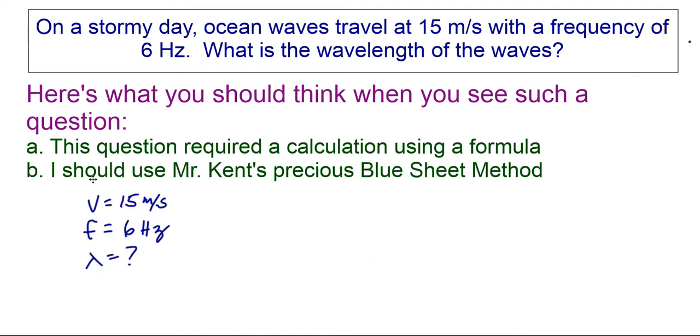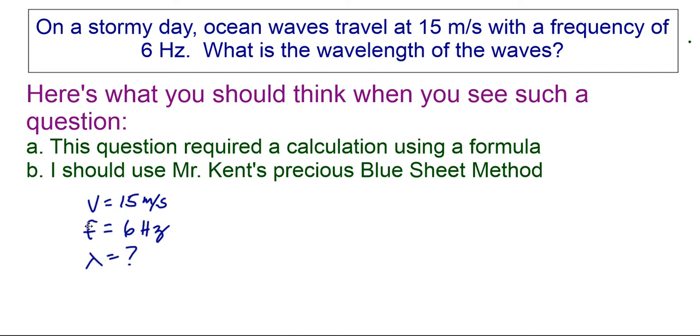Now, I'm not actually going to use a blue sheet, but I'm going to do it just like one, which you can do on the MCAS. You get plenty of blank paper to do this, right? Let's read this. Stormy day, ocean waves, 50 meters per second. V equals 50 meters per second. With a frequency of 6 hertz. Little f equals 6 hertz. What is the wavelength? Well, that's lambda, right? Equals question mark. Easy enough, right?